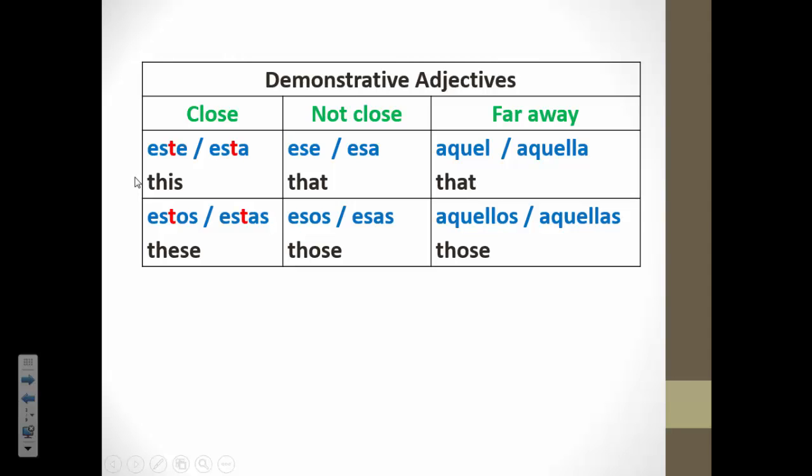Make sure you're filling in the chart below as we go through. Let's look at the far right side of the chart. Far away. If something is very far away from the speaker, they want to say that or those. The difference is distance. So basically you could think of it as saying that way over there. So that item way over there would either be aquel or aquella. Aquel is masculine singular and aquella is feminine singular. If you want to say those items over there, you use aquellos for masculine plural and aquellas for feminine plural. Make sure you've completed parts 1 and 2 before you move on in your note guide.